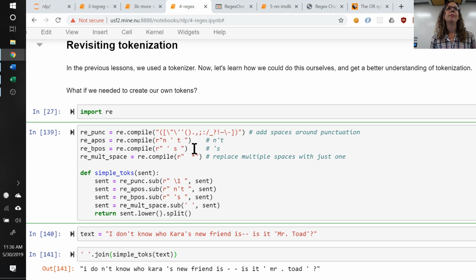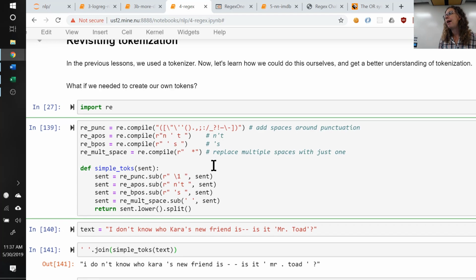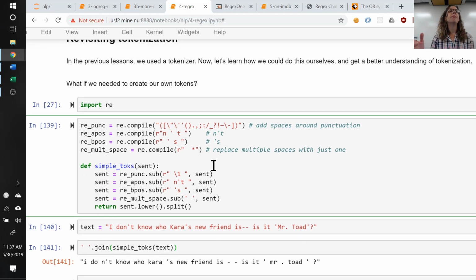So Rachel's class, Sarah's office, that apostrophe S has meaning. So that's something else we might want to pick out. And then say we want to replace multiple spaces with just one, because ultimately, I think you typically don't use white space as a token.